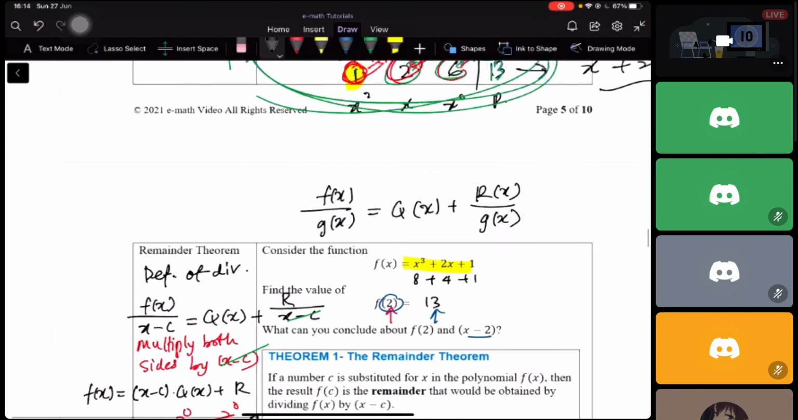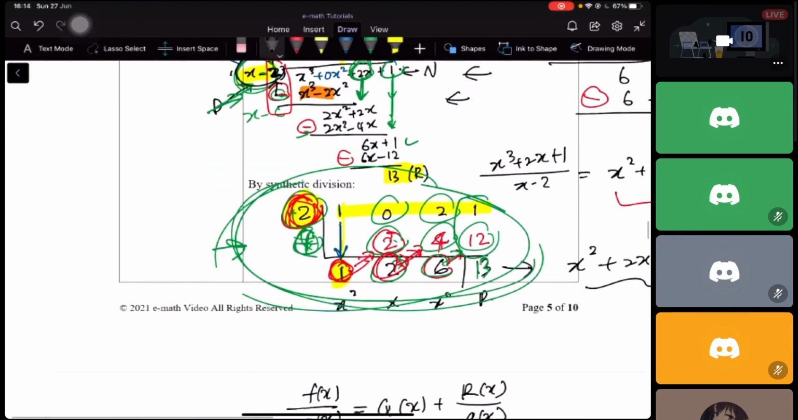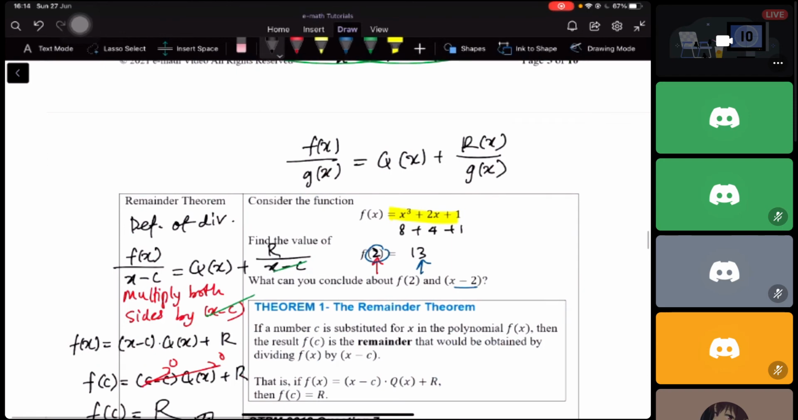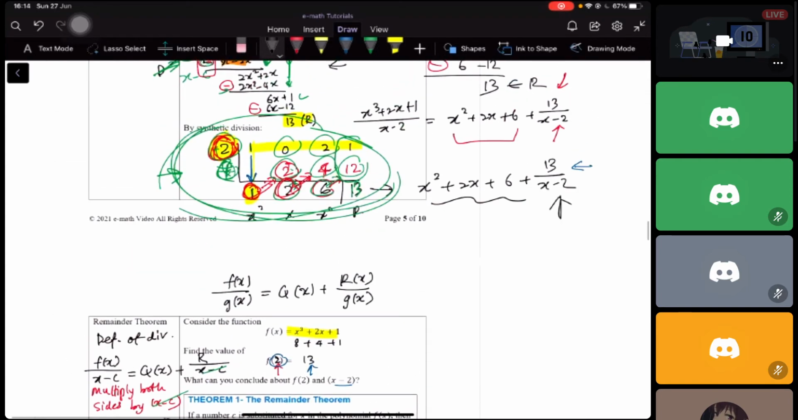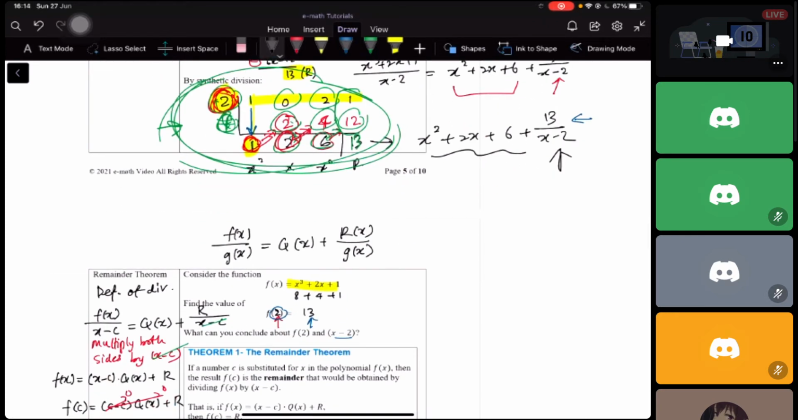is exactly the same as when you substitute in your c. One more time, look at this example. Your c, I told you just now, is 2. When you find f(c), when you find f(2), you get 13, which is the remainder when you divide your function f(x) by x minus 2. Finish. That's the story of the remainder theorem.